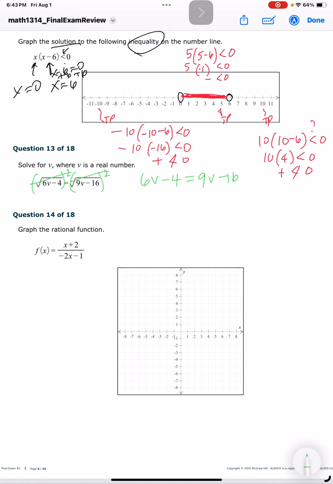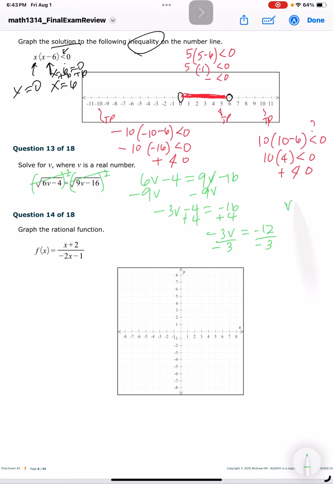And now we can easily manipulate this and go back to what we did in week 1, which was solving linear equations. And so I'm going to subtract 9v from both sides. So that would give me -3v minus 4 equals -16. Now I'm going to add 4 to both sides, and I get -3v equals -12. I'm going to divide both sides by -3.